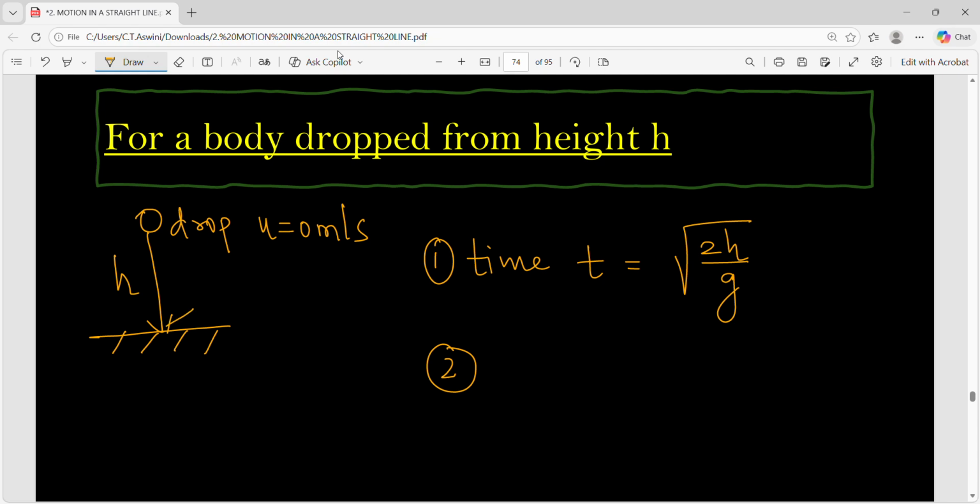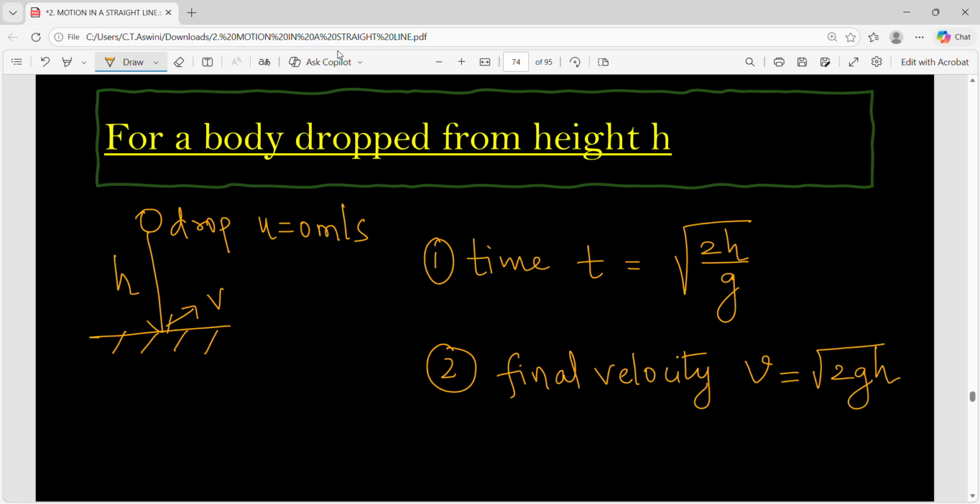And it will touch the ground with final velocity v, right? So what is that final velocity? We found this final velocity in the previous two problems using v square minus u square is equal to 2as. You are habituated with that concept. So now we'll go with the shortcuts. So final velocity is equal to under root 2gh.